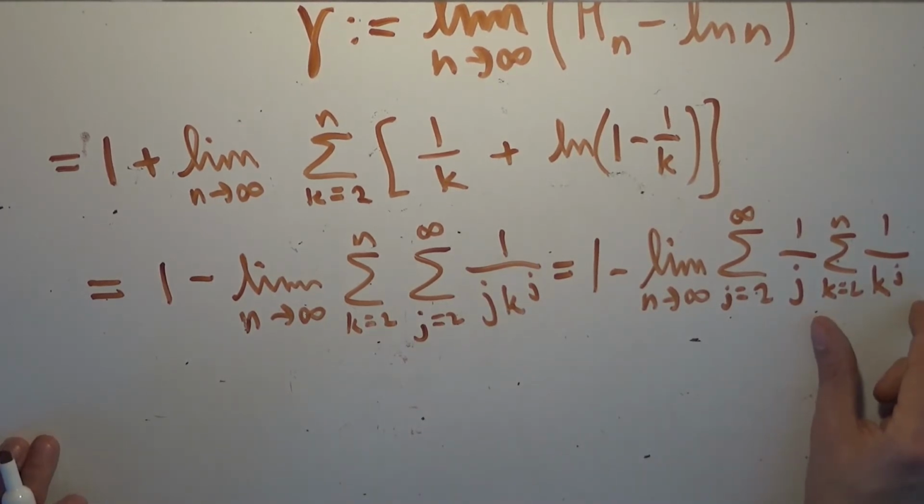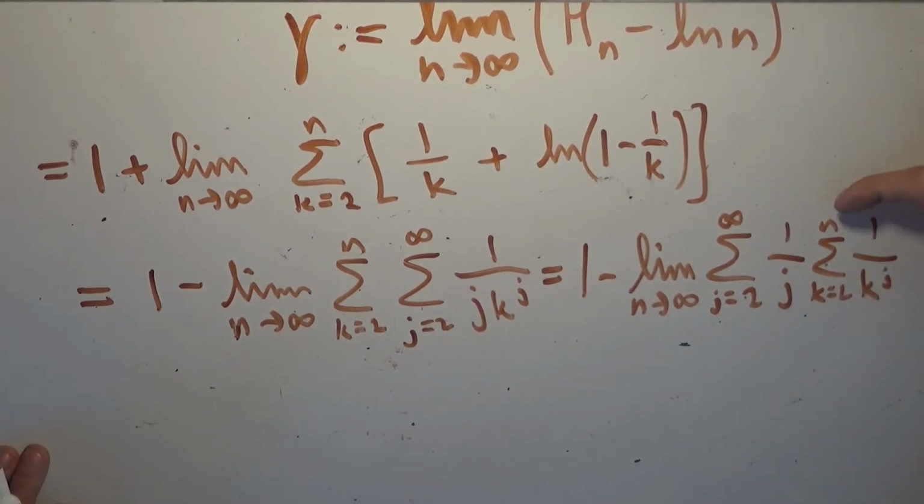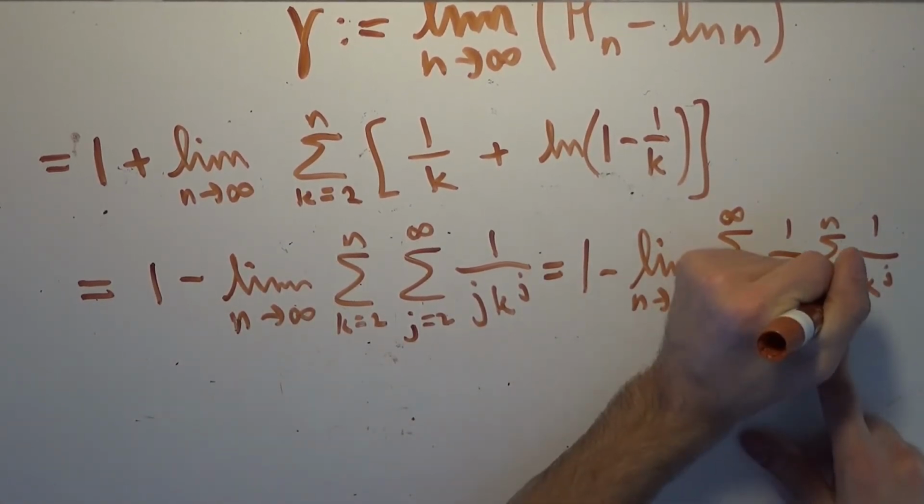This almost looks like something very familiar. But notice, before we continue, the only thing that depends on n now is the upper index of this series, which means we can just let n go to infinity, and we'll simply have a sum from k equals 2 to infinity.